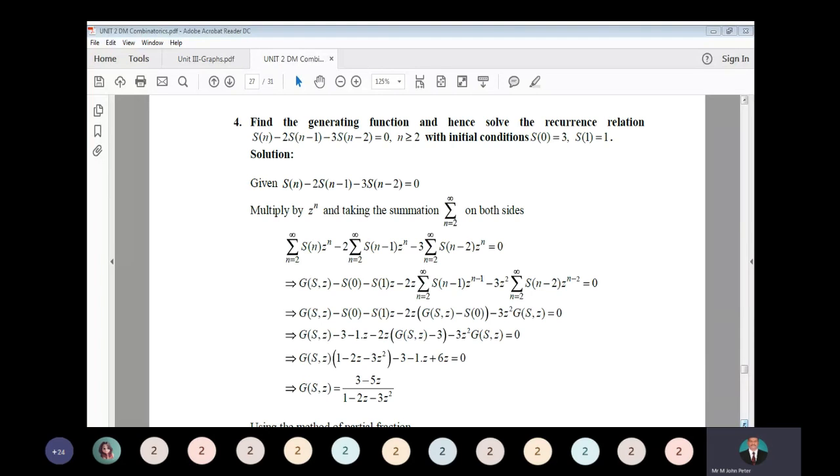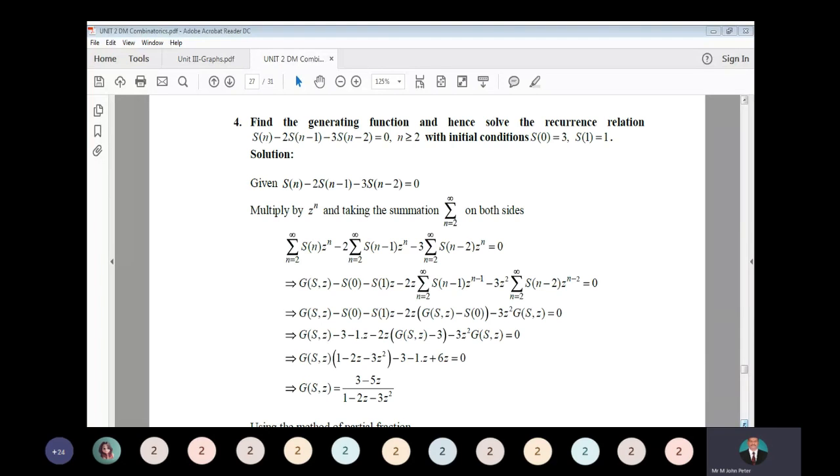Now in the second summation, only s of 0 is missing, when you take n equal to 2 to infinity. Next one, when you substitute n equal to 2 directly, you will get s of 0. Starting term n equal to 2. The first term, when you do it, you will get the generating function g of s comma z only.